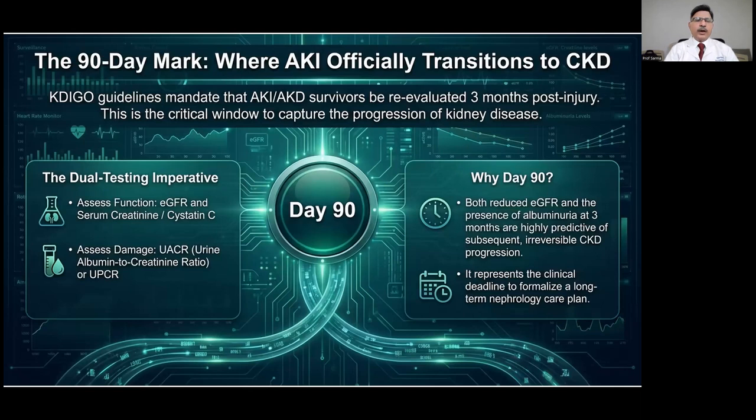Now, dual testing imperative, that is 90 days. What do you have to do? KDIGO guidelines mandate that AKI, AKD survivors be evaluated 3 months post-injury. Every patient of AKI must report back after 90 days. This is the critical window to capture whether they have progressed to CKD.